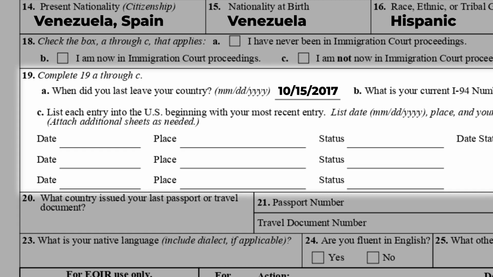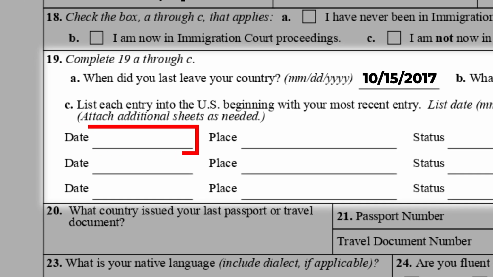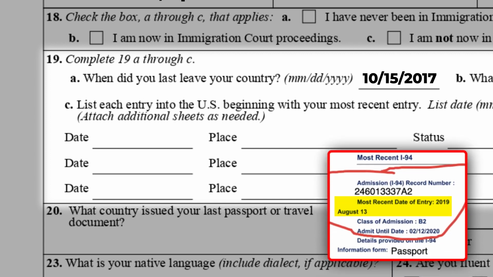So, in the first blank, next to the little letter C, you've got to put the date of your most recent arrival in the United States. Where do you find this information? Well, recall that it's in the I-94 that we just discussed. So look for it there if you're able to access your I-94 online, or if you have a physical I-94 card.